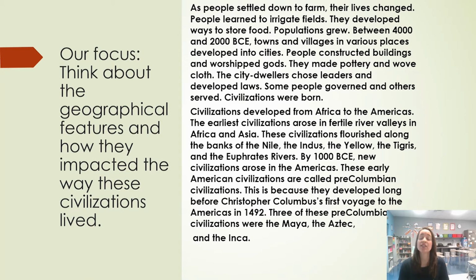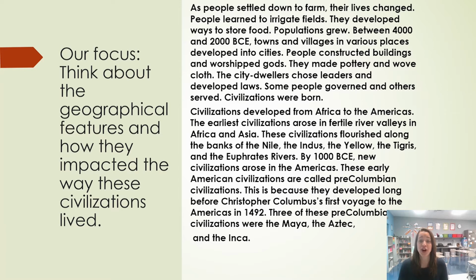Now we're going to read our text one more time. This time, I want you to think about the geographical features and how they impacted the way these civilizations lived. Our geographical features is nature that surrounds us, and it affects the way we live. It affects the resources we have access to. So again, as I read the second time, think about how the geographical features impacted the way these civilizations lived.